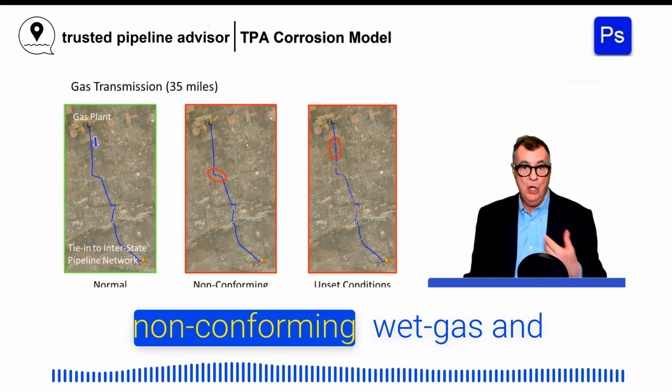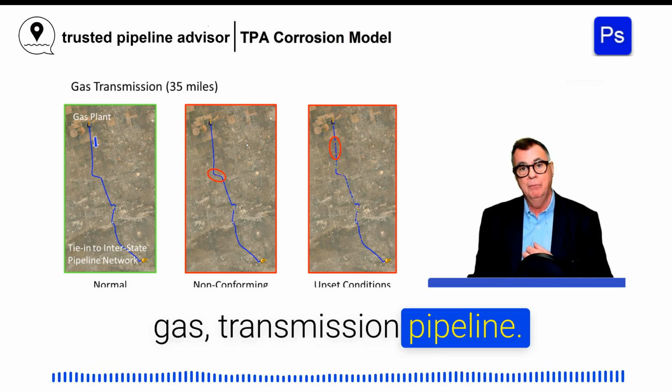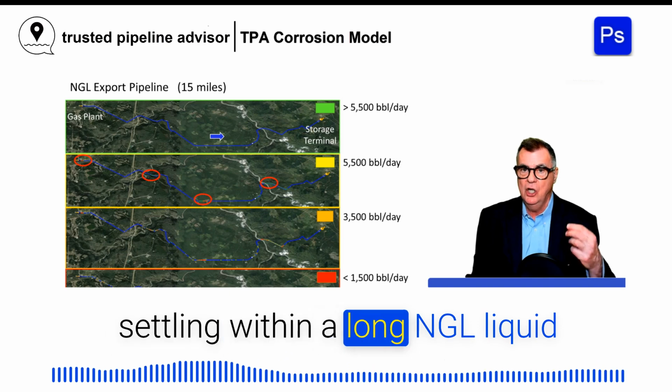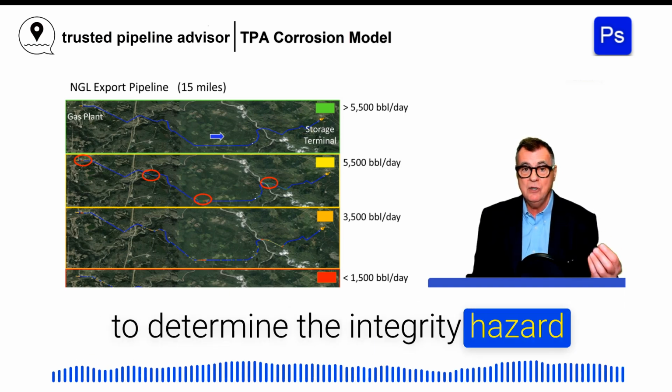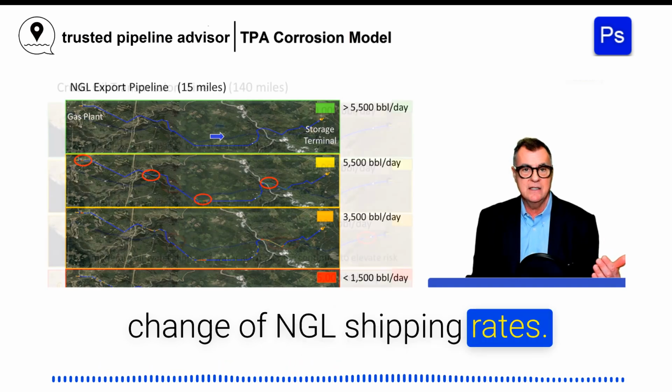Evaluating the implications of a non-conforming wet gas and debris entering a high-pressure gas transmission pipeline. The implication of water and debris settling within a long NGL liquid transmission pipeline in a study to determine the integrity hazard profile variation responding to a change of NGL shipping rates.